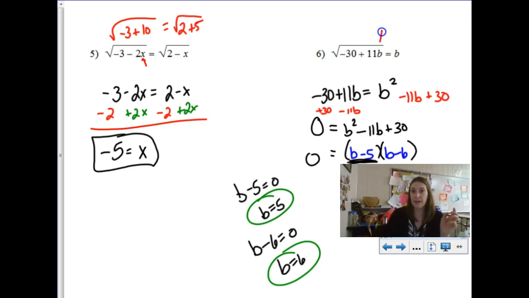So if I plug in a 5 right here, I get 55 plus negative 30, so that's square root of 25. The square root of 25 is equal to 5. So 5 checks out fine. That's a good answer. Now let's do the same thing for 6. If I plug in a 6 right here, that's a 66 minus 30. So that's square root of 36, which is 6. So they both check out. This is a case where my equation produced a quadratic. I got 2 answers from the quadratic and they're both good.